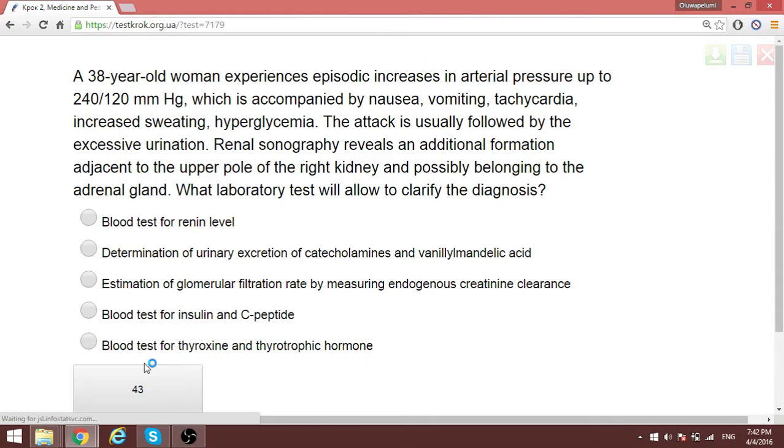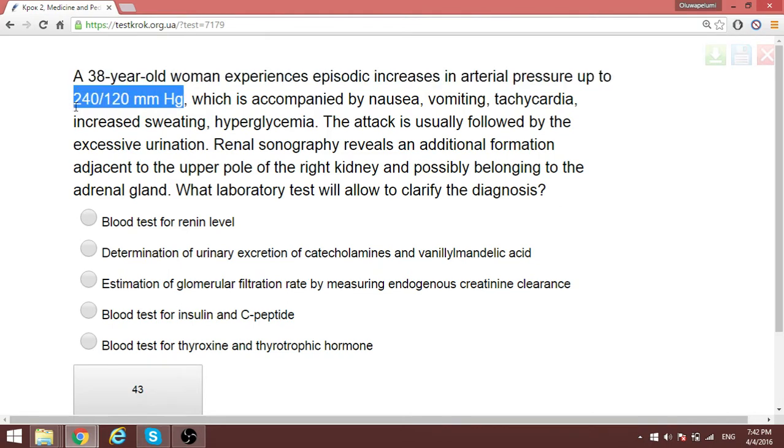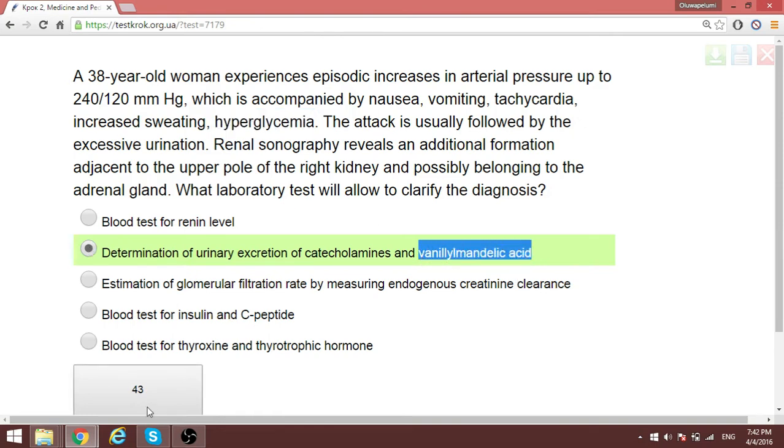Alright, this is a patient with paroxysmal or episodic arterial pressure increase, and it is so high, 240/120. You know that this, together with hyperglycemia, I'm sure you are thinking about something caused by catecholamines, by epinephrine. This is pheochromocytoma, a tumor of the adrenal medulla. And how can you confirm the diagnosis of pheochromocytoma? You determine the urinary excretion of catecholamines and vanillylmandelic acid in urine. This is a metabolite of catecholamines.